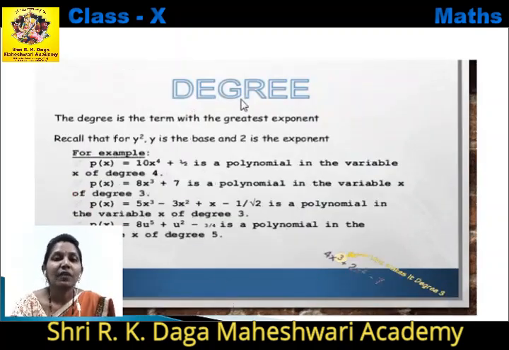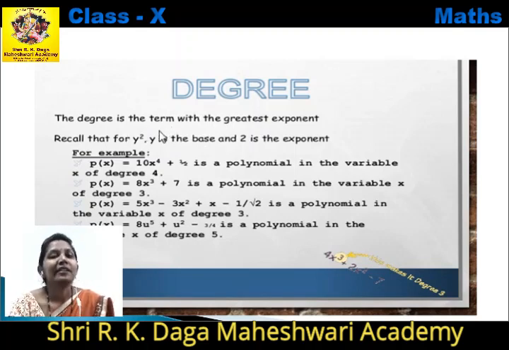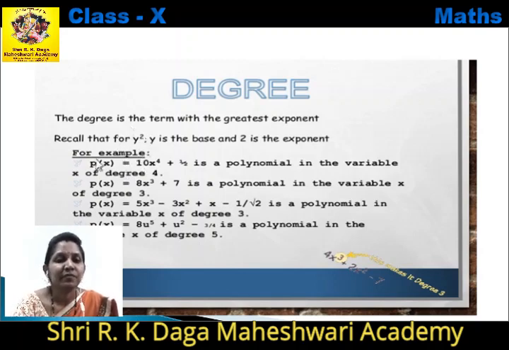Now, degree of a polynomial. The degree is the term with the greatest exponent. The highest power of the variable is called the degree of a polynomial. If a polynomial is in variable x, then the highest power of x will be called its degree. Recall that for y square, y is the base and 2 is the exponent. So 2 is the degree of this monomial. Now there are more examples like this.